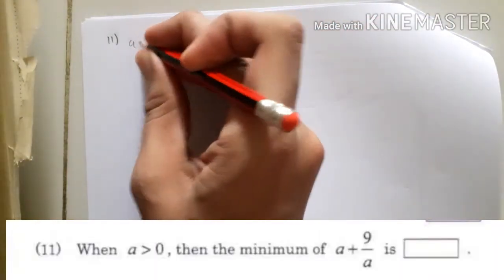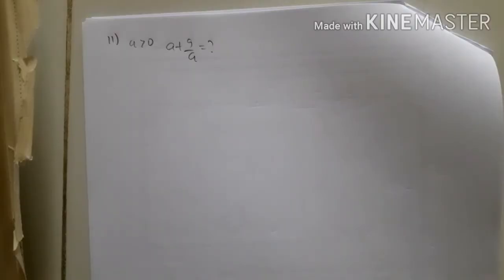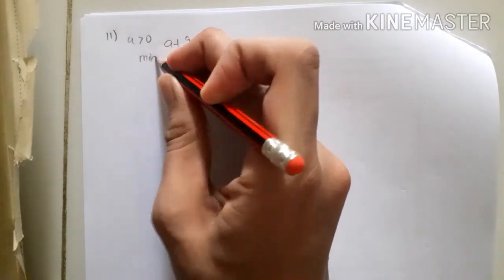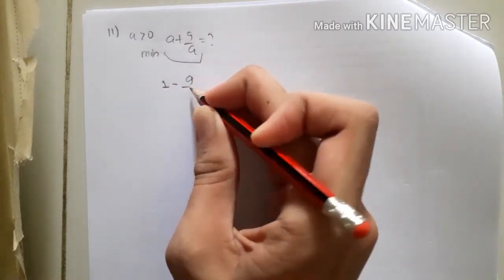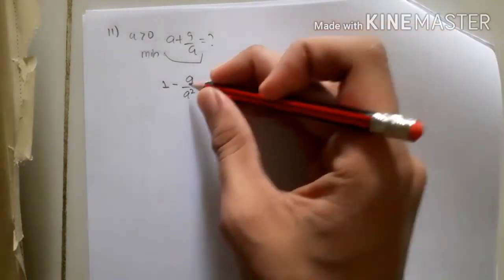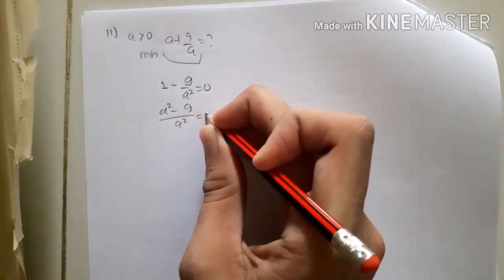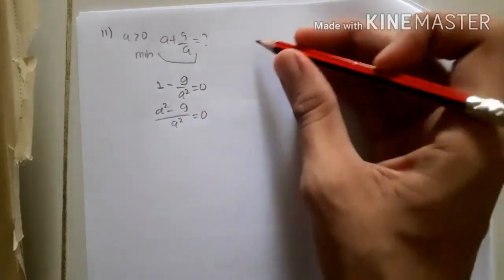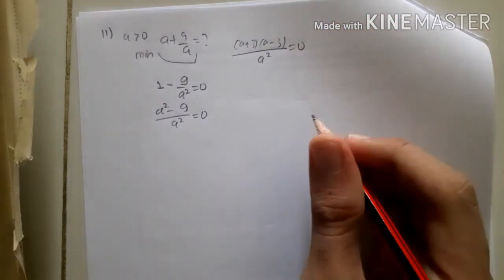Now let's go for number 11. When a is greater than 0, what is the minimum of a plus 9 over a? To find the minimum of a function, you just have to differentiate it first. The differentiation of this function is 1 minus 9 over a squared. Make it equal to 0. Now I want to combine the fraction, so a squared minus 9 over a squared equals 0. And I would just factorize this: (a plus 3)(a minus 3) over a squared equals 0.